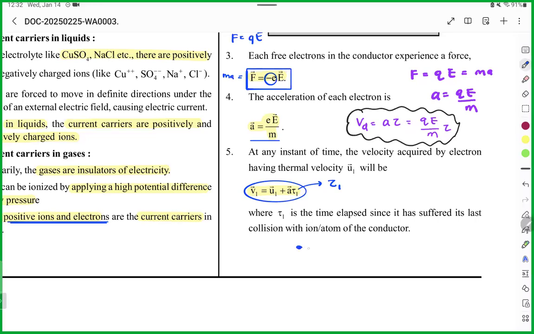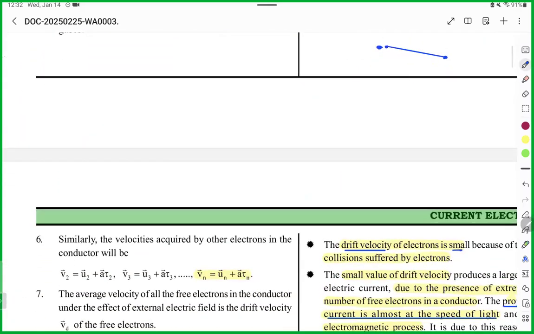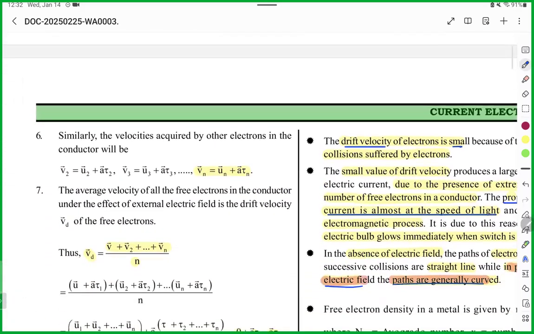Example, one particle collides here. After that, it collides here. So the time taken between this journey is the relaxation time. The electron is relaxed, not colliding. But the final velocity will be this. If you take the average final velocity, this will be the drift velocity.